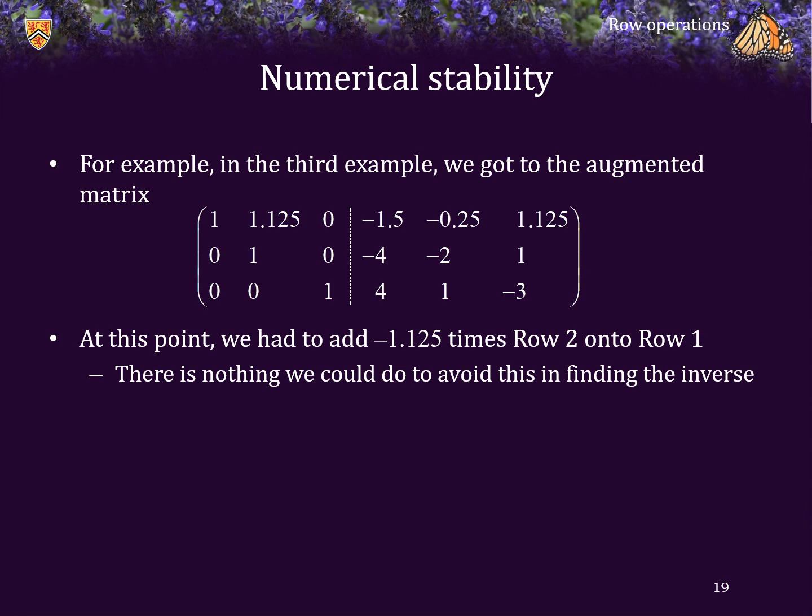However, suppose you have a much larger matrix and you're trying to calculate the inverse. You could very quickly get a very large scalar multiple of one row being added onto another. And this may result in numeric instabilities in the calculation of that inverse.